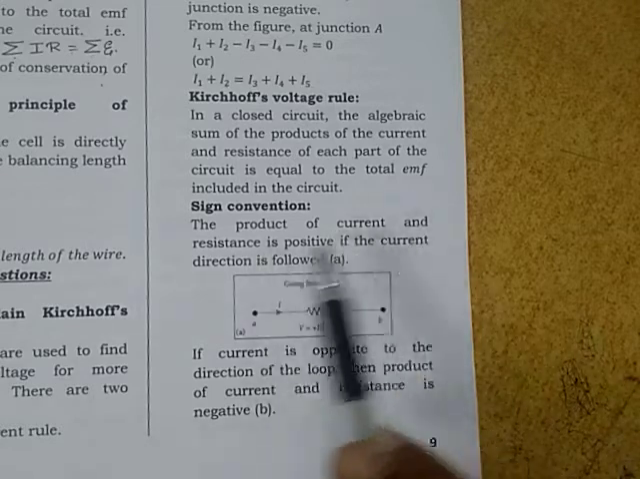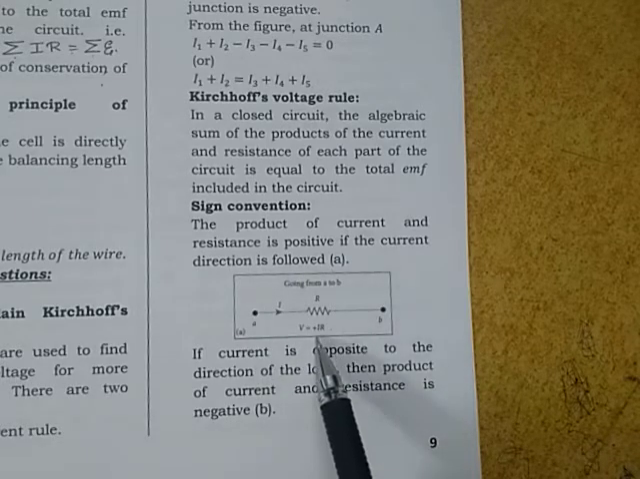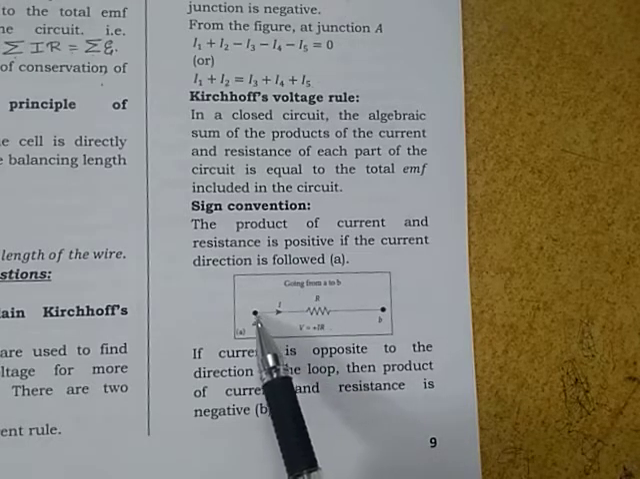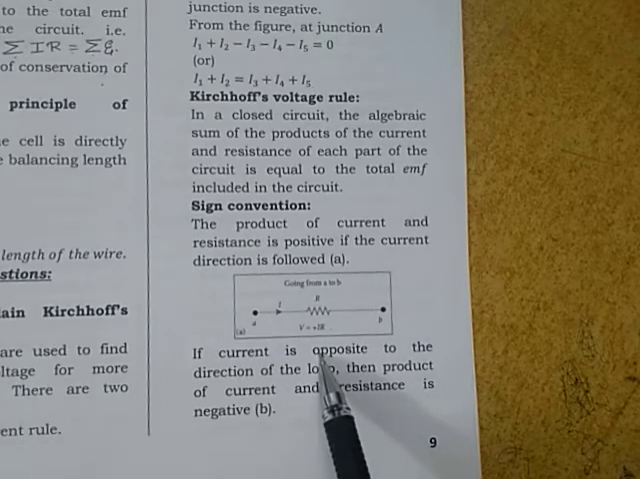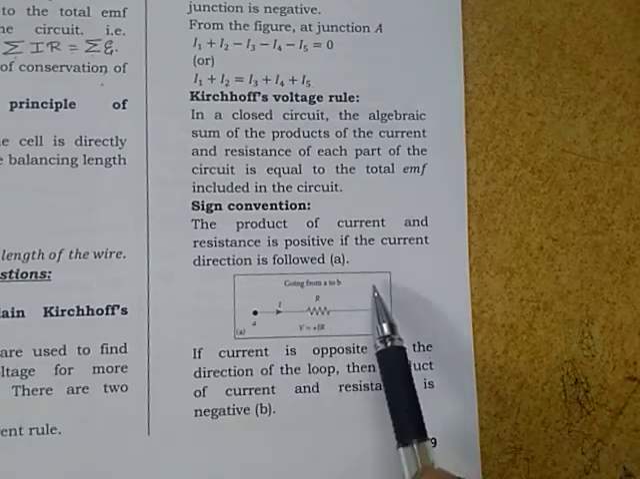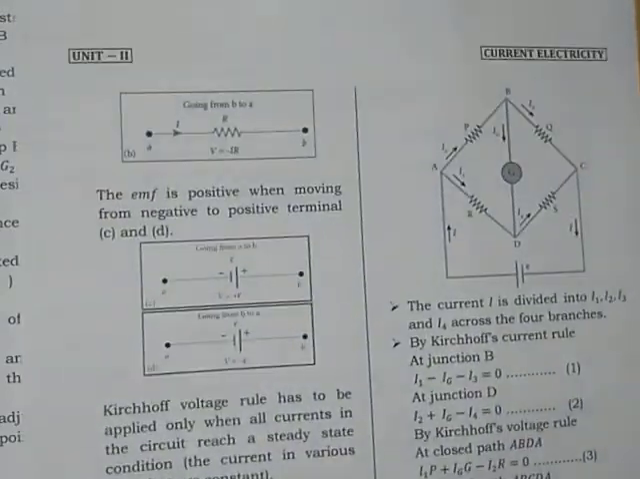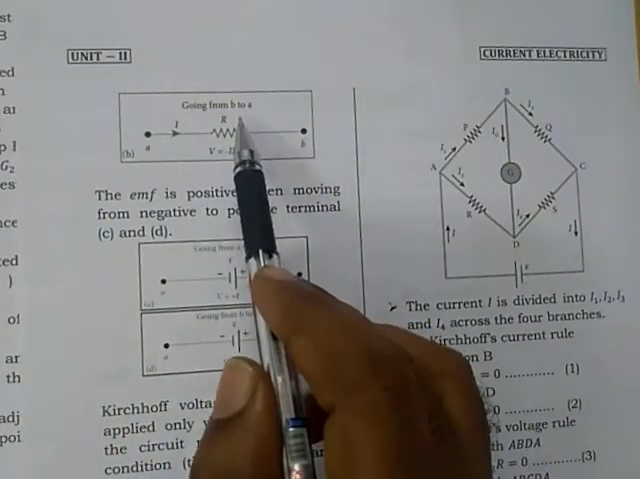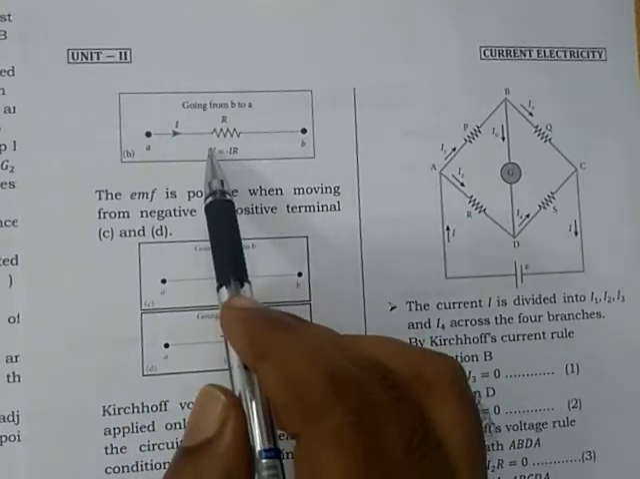The product of current and resistance is positive if the current direction is followed. The product of current and resistance is taken as positive if the direction we are proceeding in is the same as the direction of flow of current. If the current is in the opposite direction, suppose it is going from A to B but our followed direction is B to A, for that case we have to put V is equal to minus IR. Here the current is flowing from A to B but our direction is from B to A, it is against the direction, so we write V is equal to minus IR.